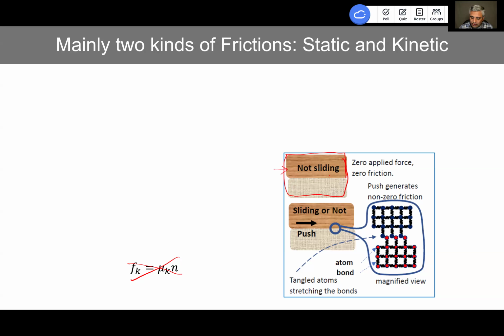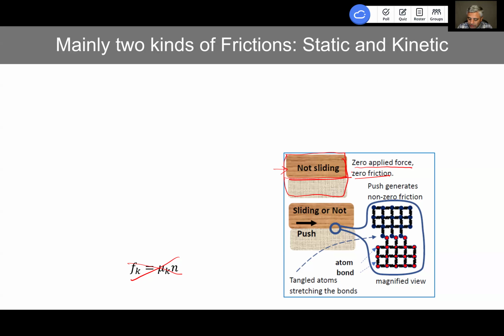And in this case, that's what's happening. Nothing is pushing or pulling this. So that means applied force 0 means 0 friction. And remember, this is sitting on a horizontal surface. So it's not moving and it's not trying to move. So friction is 0. So 0 applied force means 0 friction force.